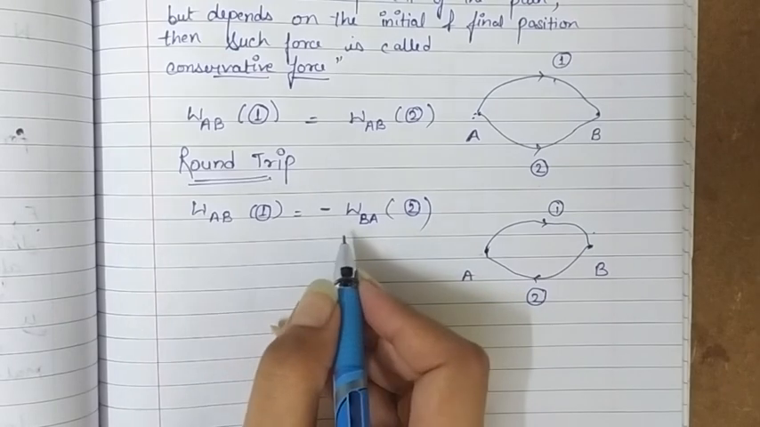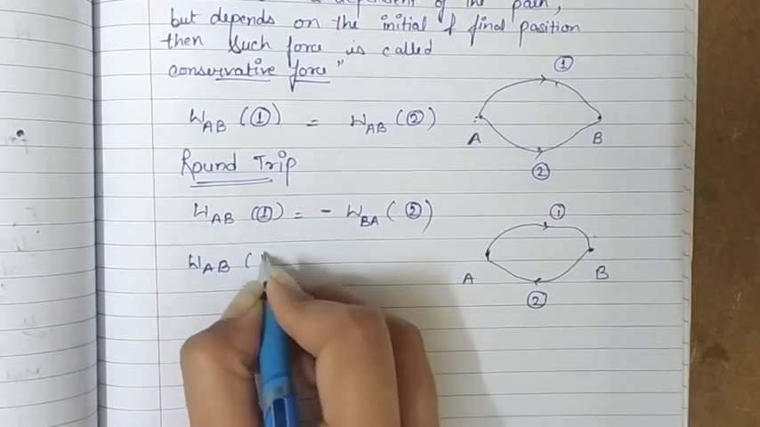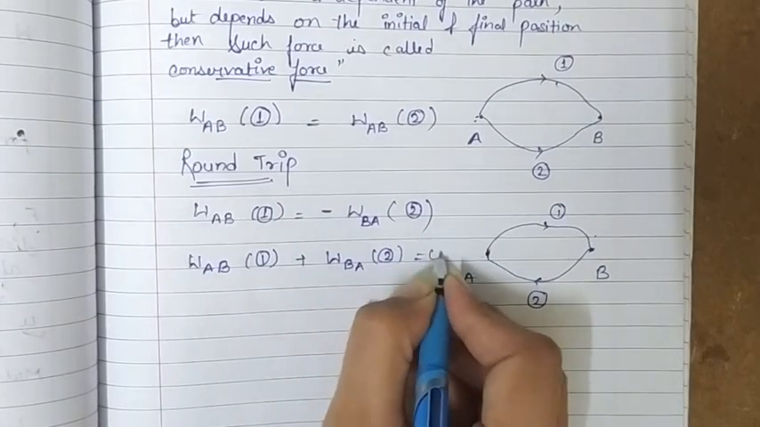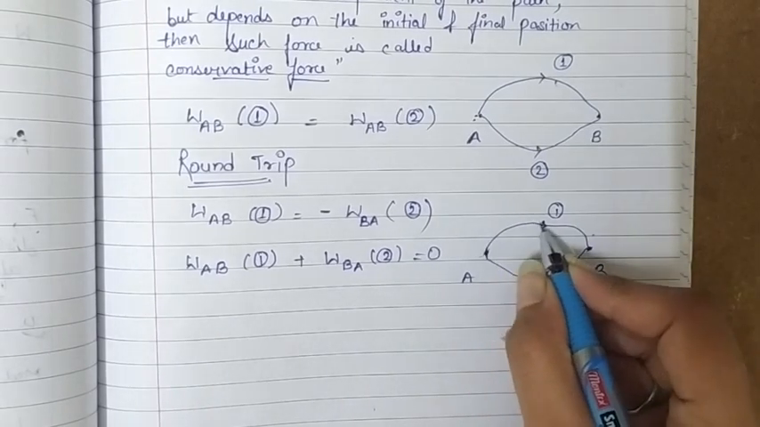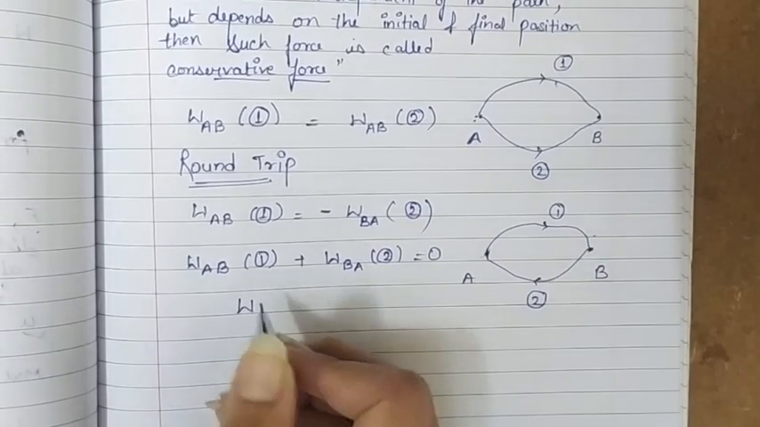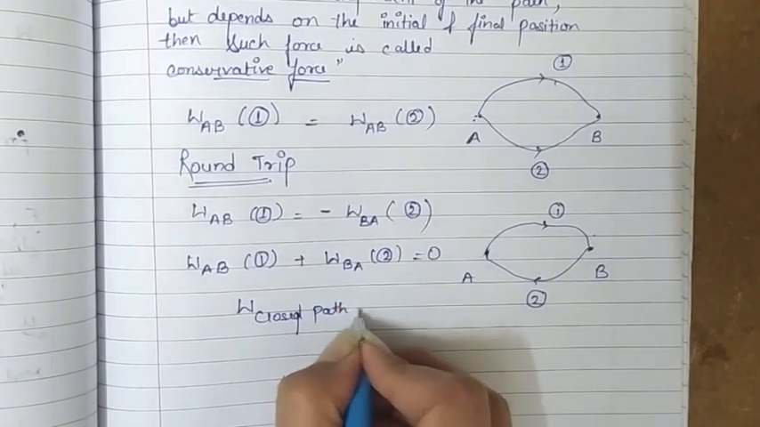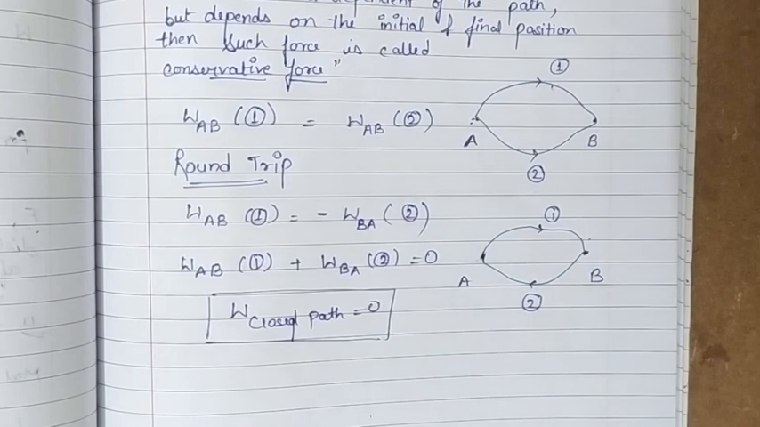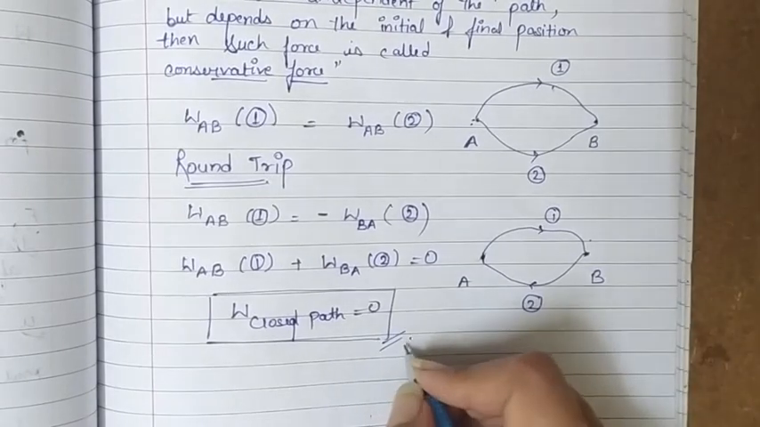So now we can write it as W_AB along path 1 plus W_BA along path 2 is equal to 0. This means that work done moving A to B along 1 and B to A along 2, that net work done is 0, means work done for the closed path is equal to 0. Hence, we conclude that if conservative forces are acting, then the work done by the force in moving a particle around any closed path is 0. This is the condition for conservative forces.